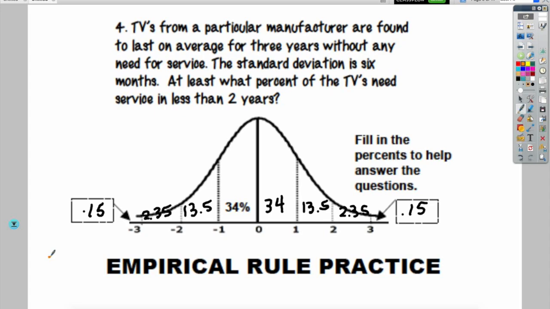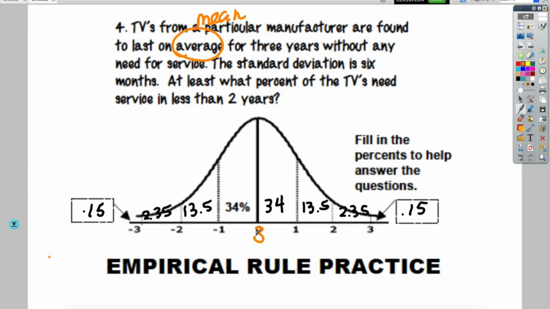TVs from a particular manufacturer are found to last on average, and average means what? The mean. So on average, for 3 years without any need for service. That means smack dab in the middle, the mean is going to be 3. And it says the standard deviation is 6 months. 6 months is how much of the year?